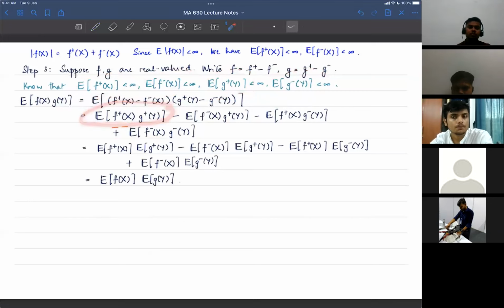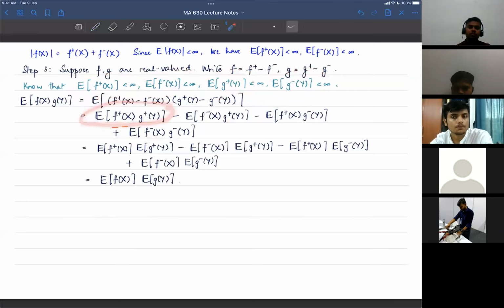Same with the third and fourth. So if you're wondering why we did not worry about just expanding the whole thing out, the answer is we have done steps 1 and 2. So we know that this expectation is a product of this guy and this guy, both of which are finite, and the same for each of these guys. All right, and then you just go through it, do the algebra.